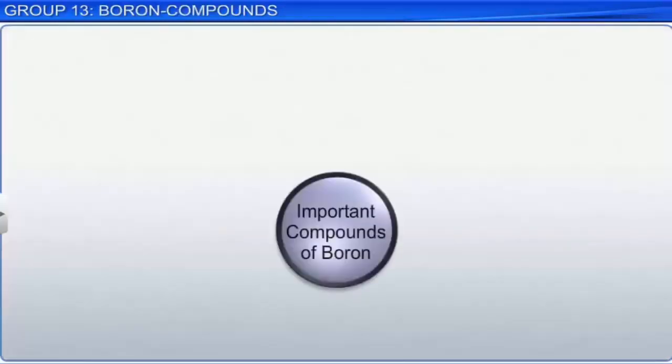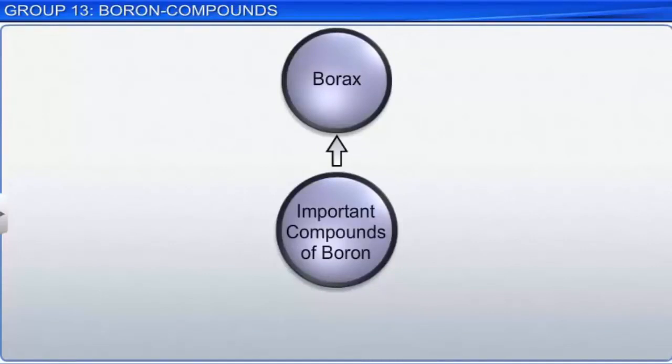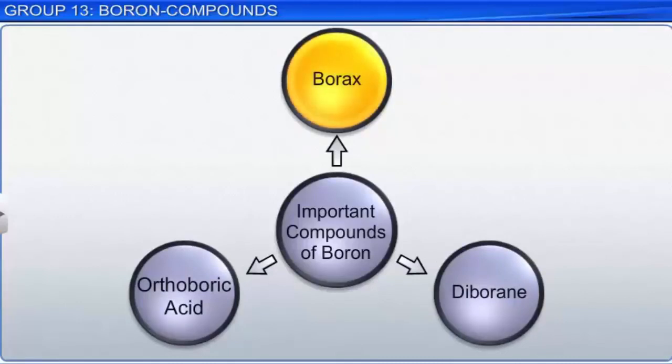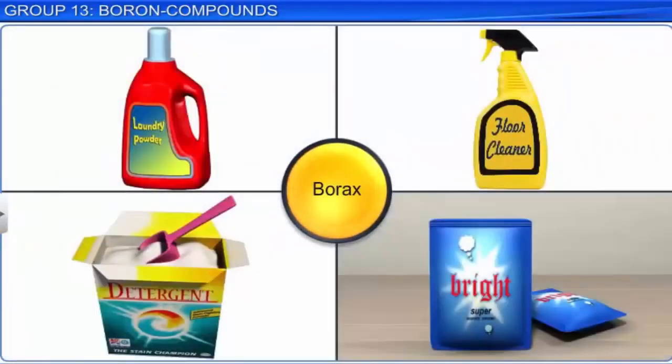Some important compounds of boron are borax, orthoboric acid, and diborane. We will discuss each of them in turn. Borax is the most important boron compound. Borax is used as a flux in soldering and as a cleaning agent in leather industry and laundry.